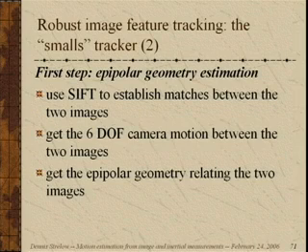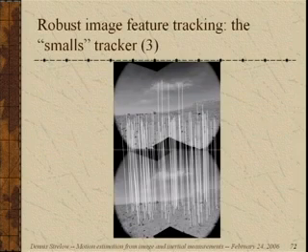Okay, so it's 4 steps, and I'll try to be brief here. The first step is estimating the epipolar geometry of every pair of images. So we'll use SIFT to establish tentative matches between 2 images. We'll estimate, using just a 2-frame bundle adjustment, the relative motion, meaning rotation and translation, between those 2 images. And then we'll get the epipolar geometry relating those 2 images.